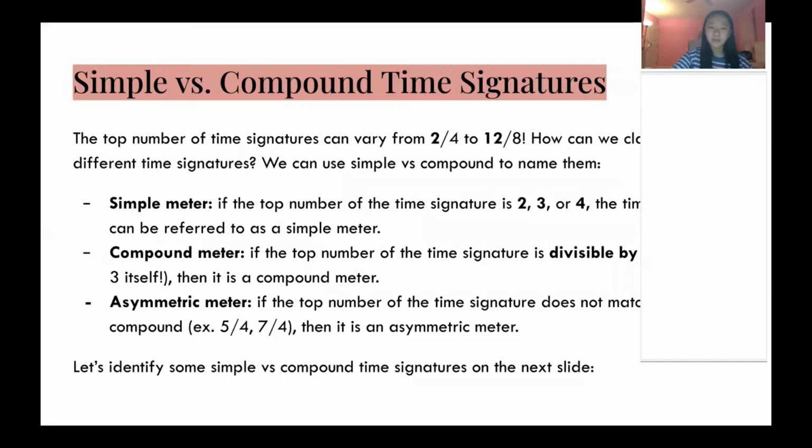Okay, and then some meters don't fall into either of these categories. So if the top number of the time signature doesn't match simple or compound, then it's an asymmetric meter. So those are like weird numbers that are usually odd, like 5/4 or 7/4. Okay, so does anyone have any questions about these classification names?